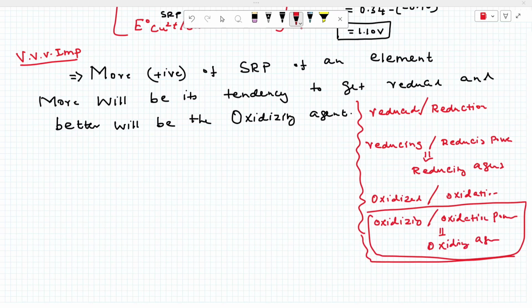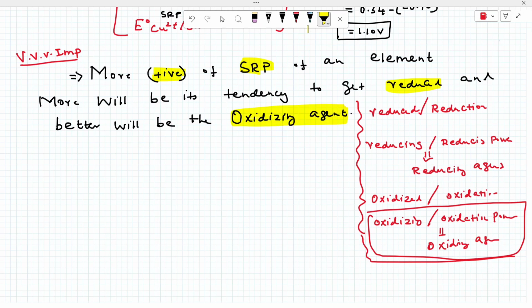The more positive the value of SRP, the element gets the tendency to reduce. What is reduce now, students? Reduction. So it undergoes, which agent? Oxidizing agent. Right? Note this. In the exam, after giving 4 cell reactions, what will they do? They will ask you to arrange the oxidizing agent, and then we must check the SRP.